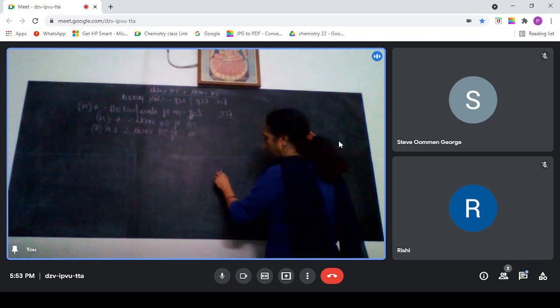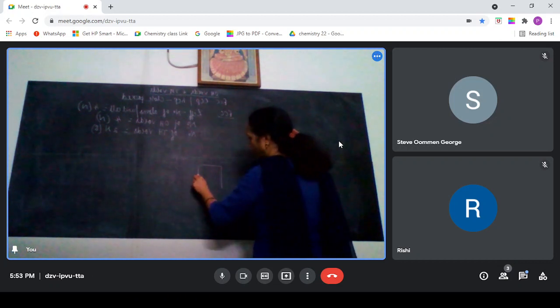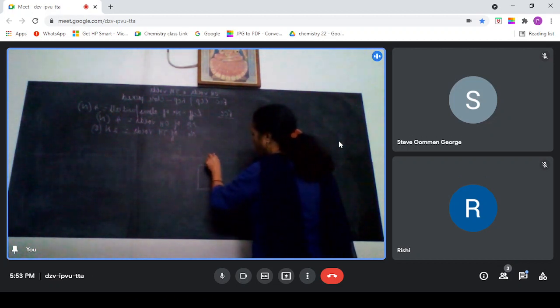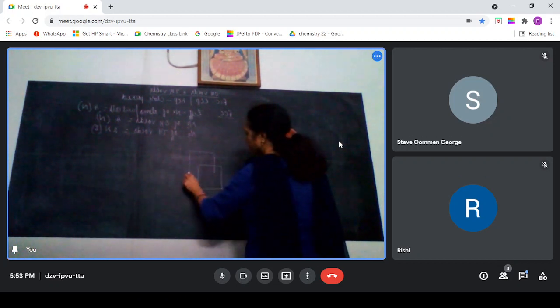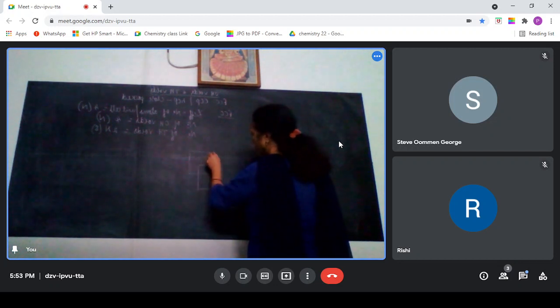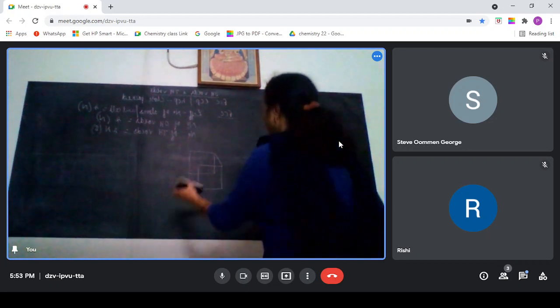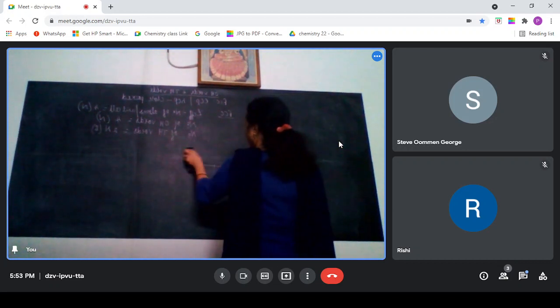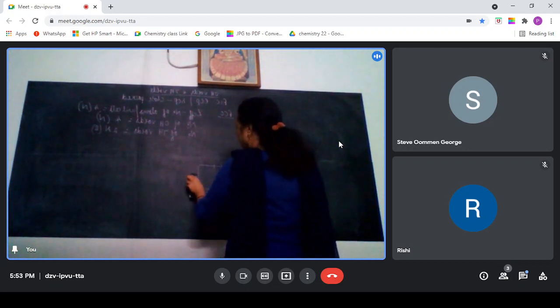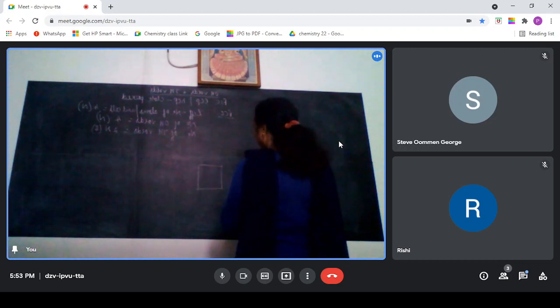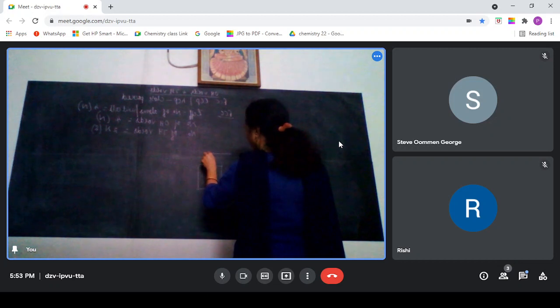Now to know how an octahedral void is created, what you do is, if you want, you can write this. Rohit, Steve, you can write this. It's interesting to write this.